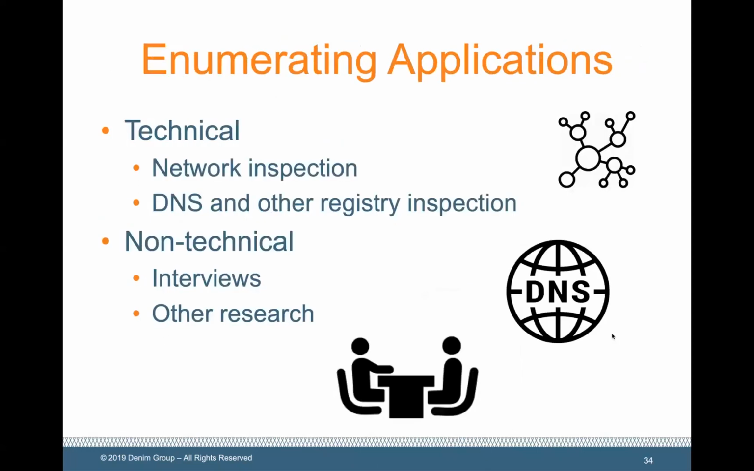So how do you enumerate applications once you've identified where they are? There are the technical means, and we'll demonstrate a couple of tools that we found to be very helpful, such as network inspection and looking at DNS and doing searches of other registries of information. And in many ways, often even more helpful are non-technical means, doing interviews, doing other research around your organization to identify things that you can't find via purely technical means.